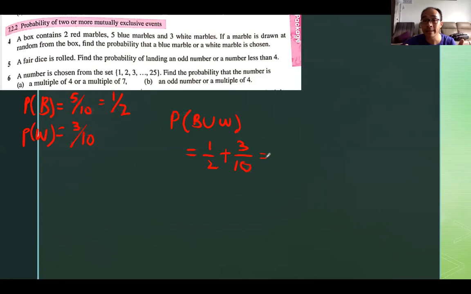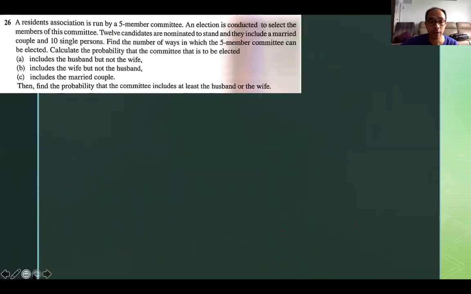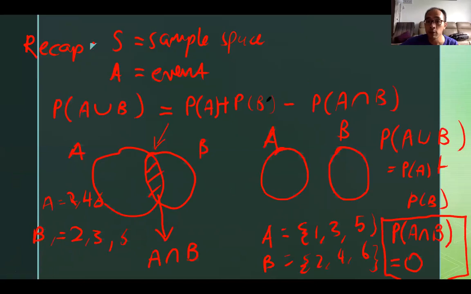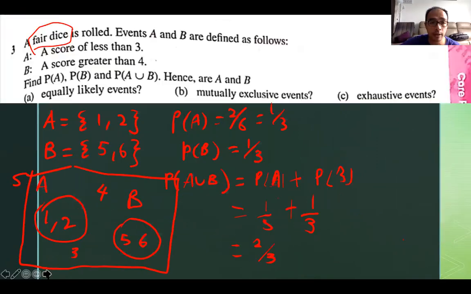So there is no minus. Because if you look at our previous one, if it is non-mutually exclusive, there is an overlap, then we have to minus. But since they are mutually exclusive, we just add the probability of both events. Okay, what's the answer, people? 1 over 2 plus 3 over 10.